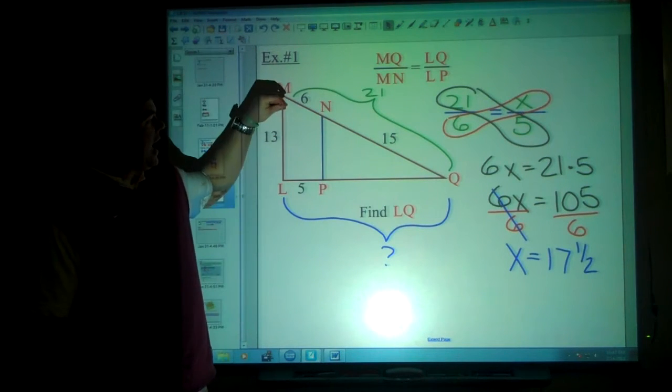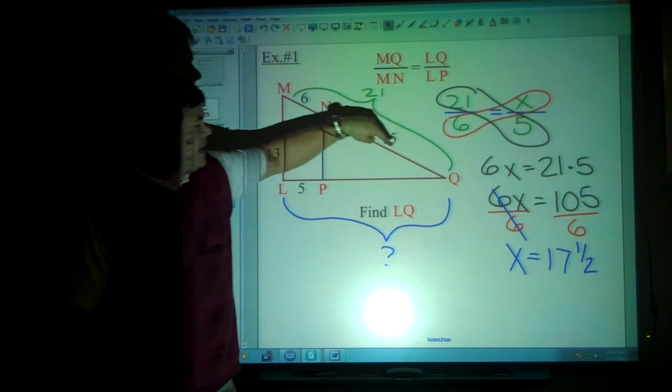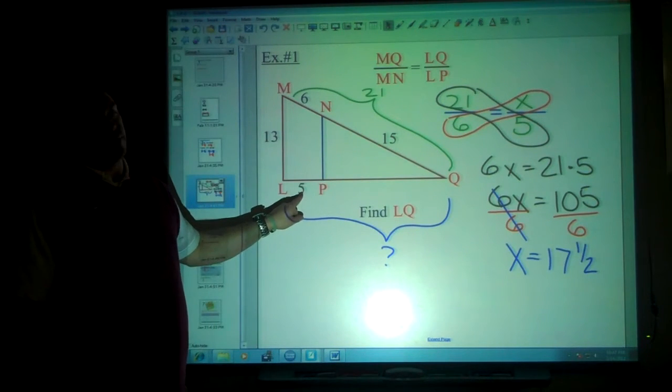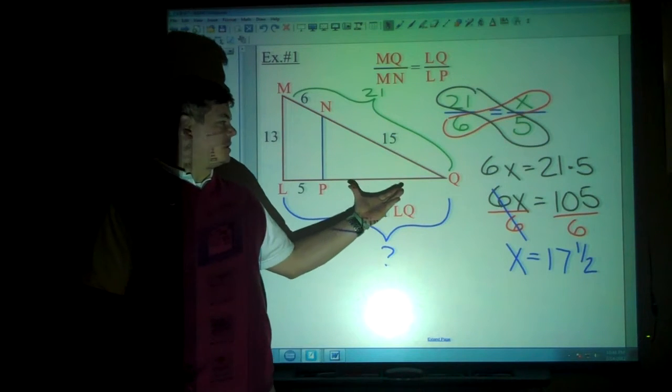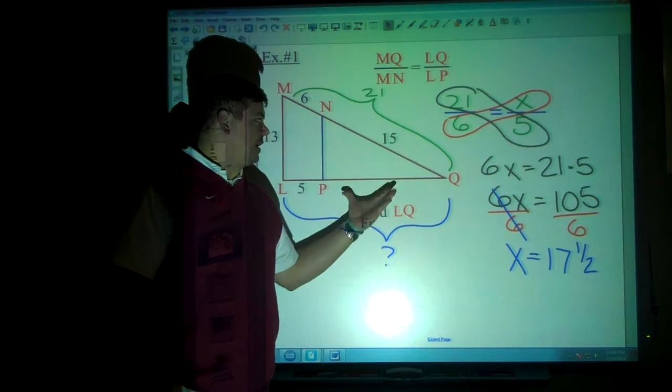So if we were actually asked to find the distance from P to Q, you'd have to subtract that 5 away. You've got to be very careful. One of the biggest mistakes is people think that this value is 17 and a half, and it's not.